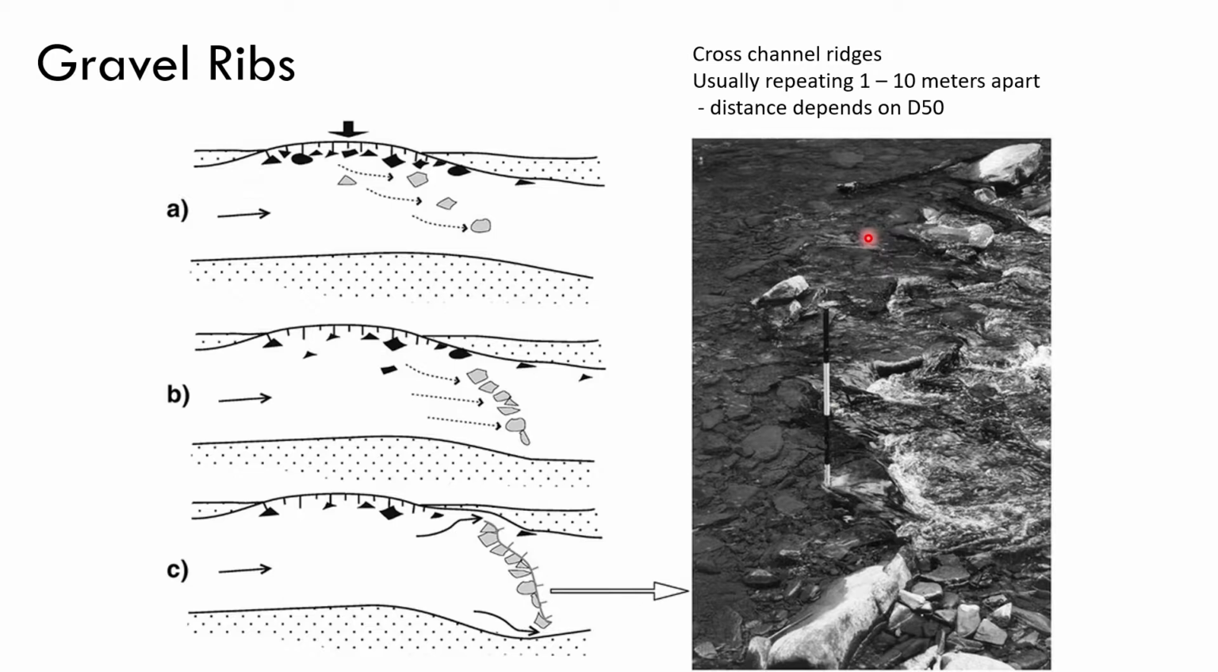One of the interesting things in certain gravel bedded streams, especially up in headwater streams, is that oftentimes you'll see these as a repeating pattern of gravel ribs in the river. They can repeat, depending on the sediment size, between 1 and 10 meters apart. So if you see one of these, you likely see more of them in the river, because it's a function of slope and sediment size and flow conditions that create these gravel ribs.